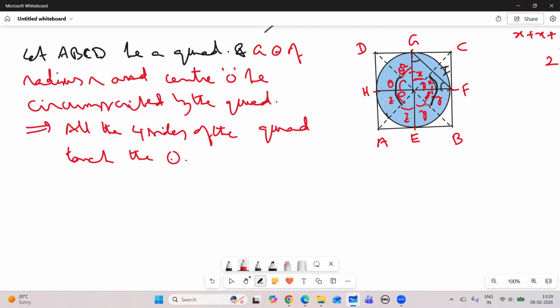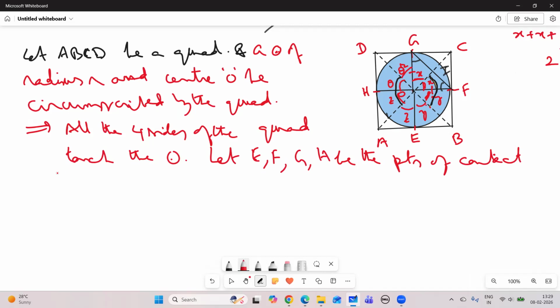Now let us name the points of contact. Let E, F, G, H be the points of contact of the sides. For AB, E is the point of contact. For BC, F is the point of contact. For CD, G is the point of contact, and for DA, H is the point of contact, respectively.